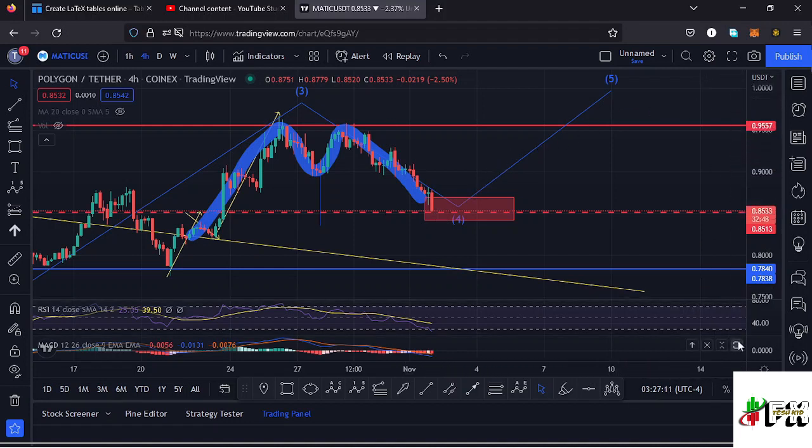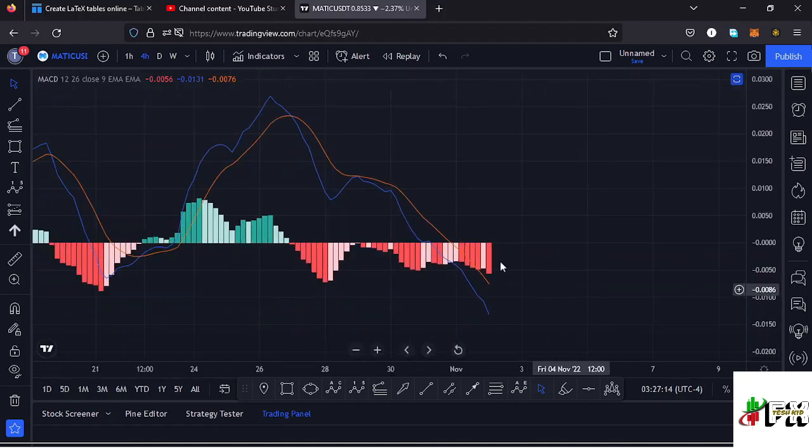Also taking a look at the MACD, here on the MACD we had printed a bearish cross, and that means lower prices are coming our way. So let's be patient and see how that plays out, and I'll keep you updated.